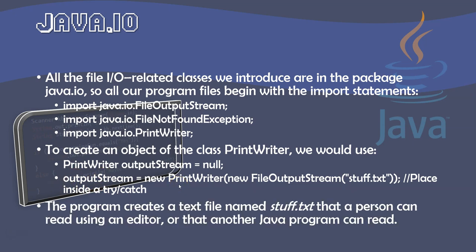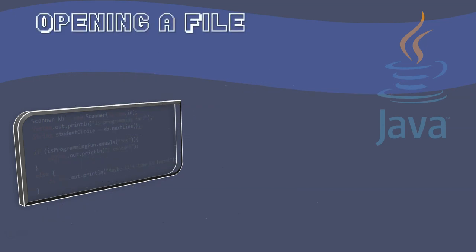The thing that we need to know to start off, though, is that our program is creating that file, and that file, stuff.txt in this case, can be read using an editor, or it could also be read using another Java program. So we'll look at what we'll call opening that file, because we want to be able to write things into that file.